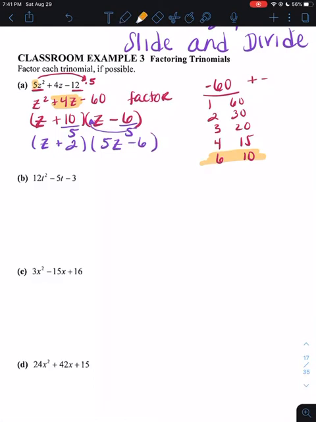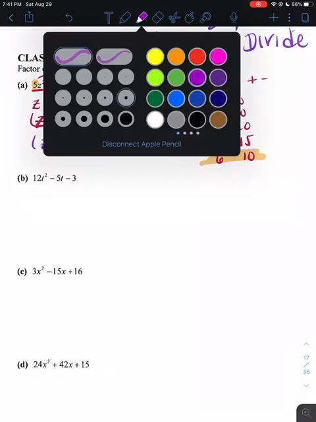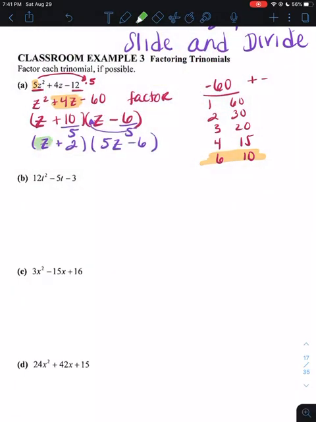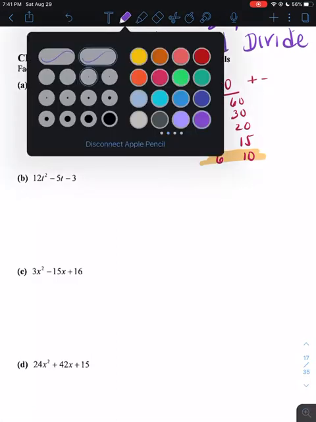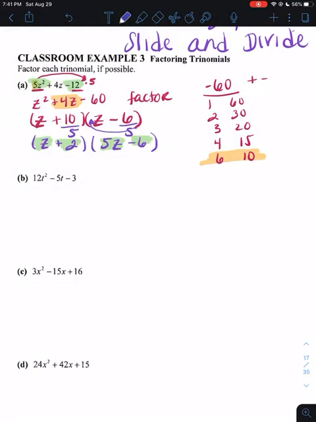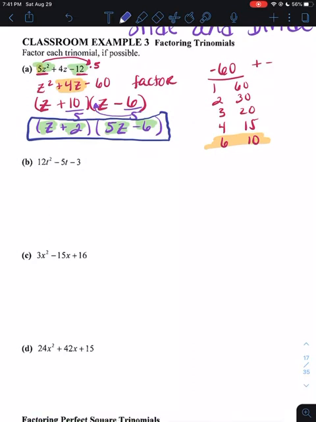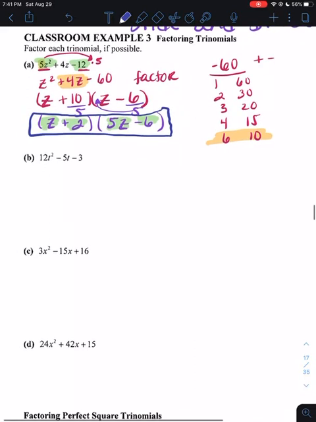And now let's check to make sure this answer is correct. To do a little soft check, if I do z times 5z, I get 5z squared from the original problem. So far, so good. Then if I do positive 2 times negative 6, there's my negative 12. So safe to say this is the correct answer. All right, it takes some work and practice. All right, let's look at part B.